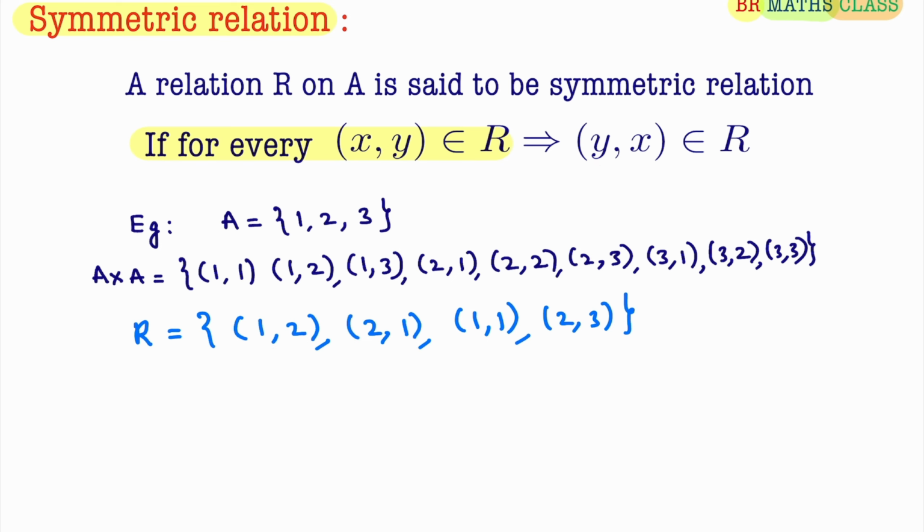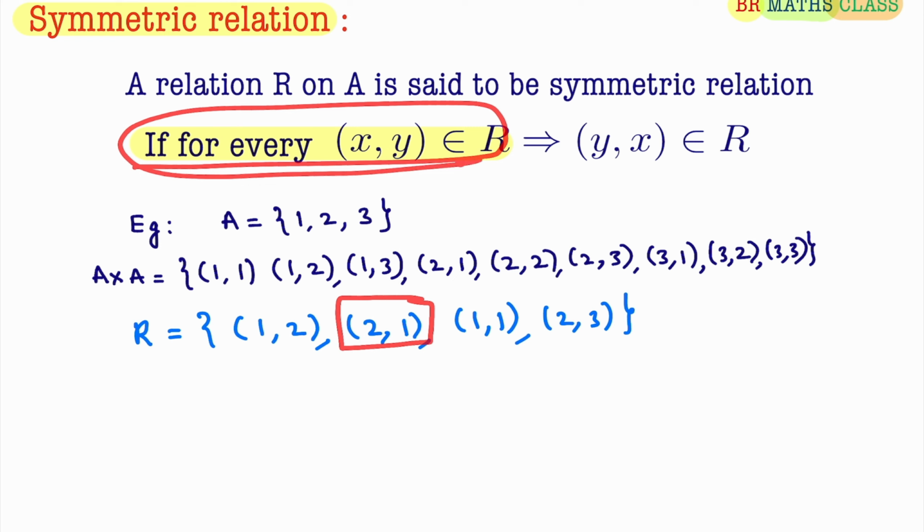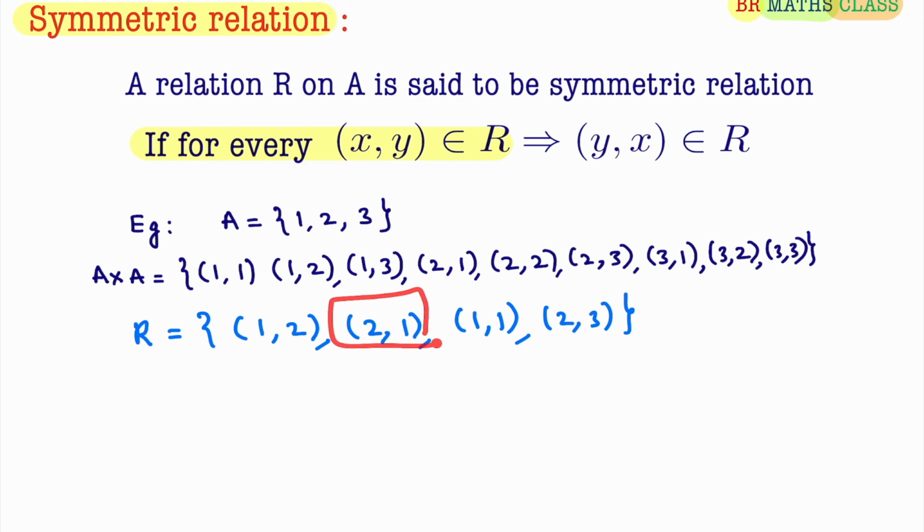Like that, you need to check for every ordered pair. For every ordered pair (x, y) belongs to R, (y, x) must belong to the relation. Here you take the ordered pair (2, 1). The reverse order, (y, x), is (1, 2). Is (1, 2) there in this relation? Yes, (1, 2) is there in this relation. So this element passed the symmetric test. I hope you are understanding, right?